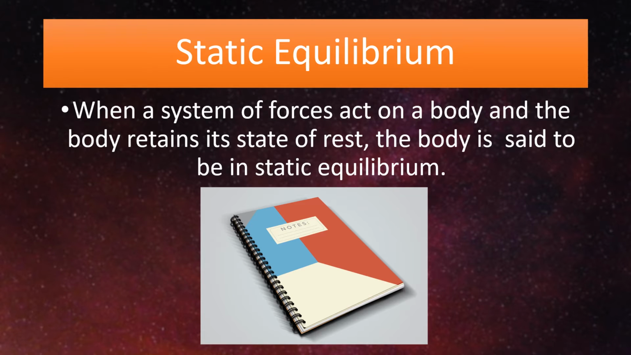Now, when a system of forces acts on a body and the body retains its state of rest, the body is said to be in static equilibrium. Let's take this notebook here. It exerts a downward force on the table because of the gravitational force, but the normal reaction force exerts an upward force back on the book. Hence, the net force is zero. So we can say that the notebook is in static equilibrium.